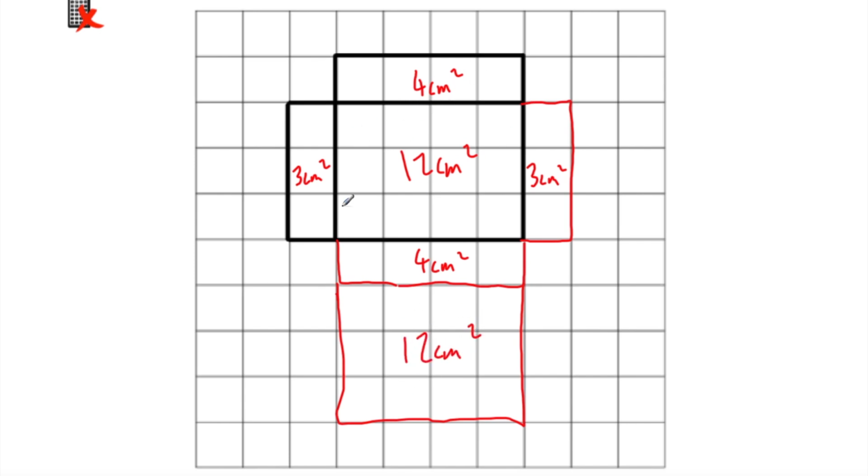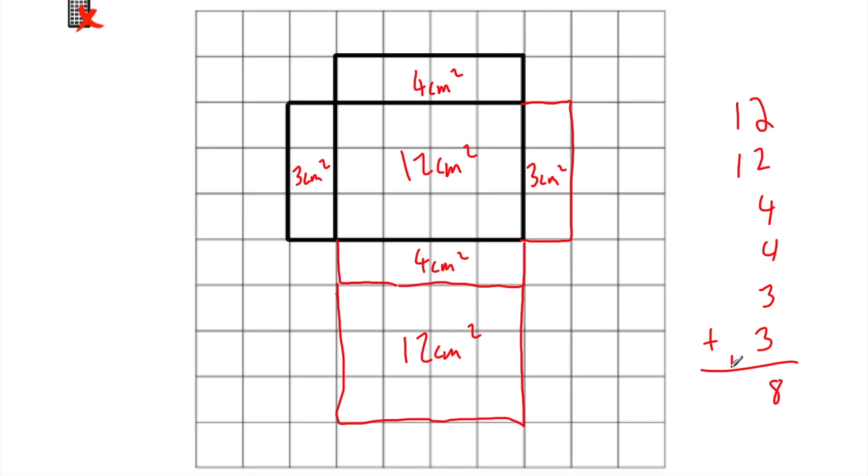That would be the area of all the 6 rectangles. And then we just need to add them up. So 12 plus 12 plus 4 plus 4 plus 3 plus 3. So let's see what we get. 2 plus 2 is 4. Plus 4 is 8, plus 4 is 12, plus 3 is 15, plus 3 is 18.